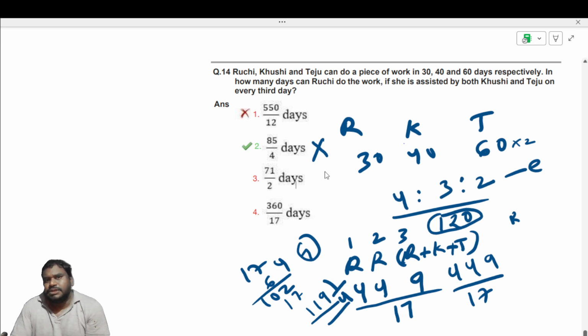Okay, so you can easily guess because 85 by 4 cannot be it. 85 by 4 is a very small number. See, 85 by 4, obviously it cannot be 21 1 by 4, because they are alone doing it in 30, 40 and 60 days.